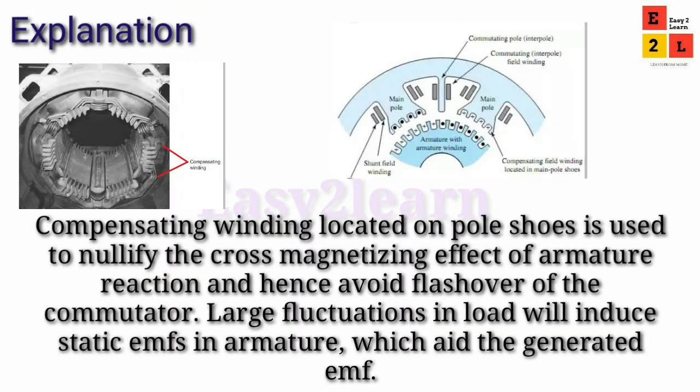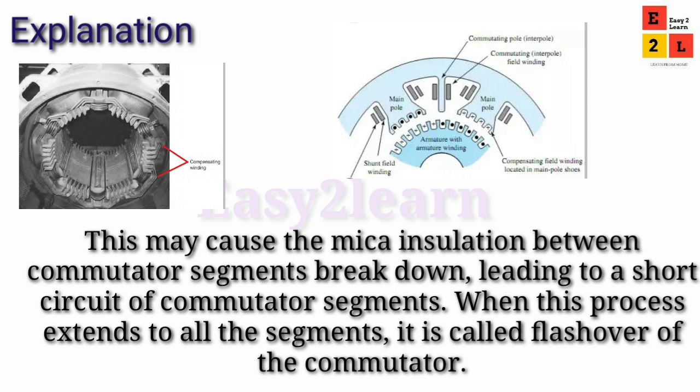Explanation. Compensating winding located on pole shoes is used to nullify the cross-magnetizing effect of armature reaction and hence avoid flashover of the commutator. Large fluctuations in load will induce static EMFs in armature, which aid the generated EMF. This may cause the mica insulation between commutator segments to break down, leading to a short circuit of commutator segments. When this process extends to all the segments, it is called flashover of the commutator.